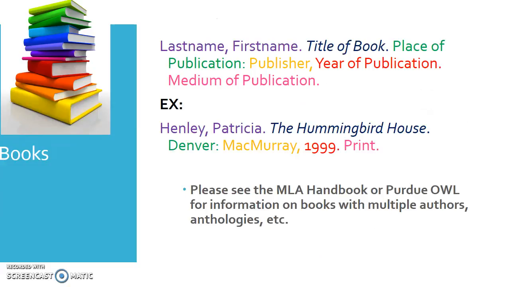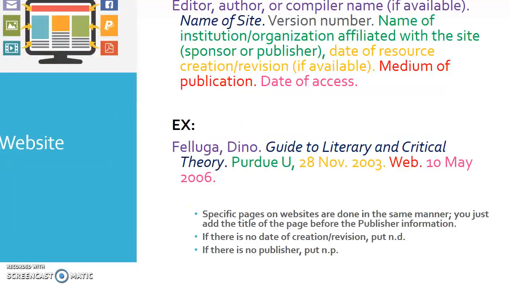So books, this is a great example. You put your last name, then first name, then the title of the book, the place of publication, the publisher, year of publication, and the medium. A lot of this can be found on one of the first couple pages if you're using a hard print book.